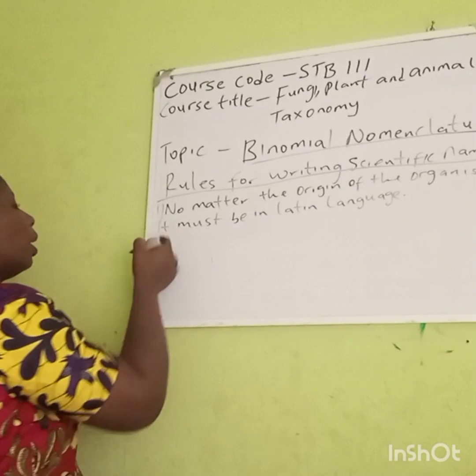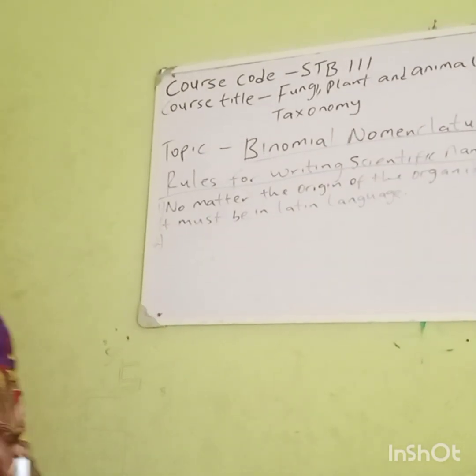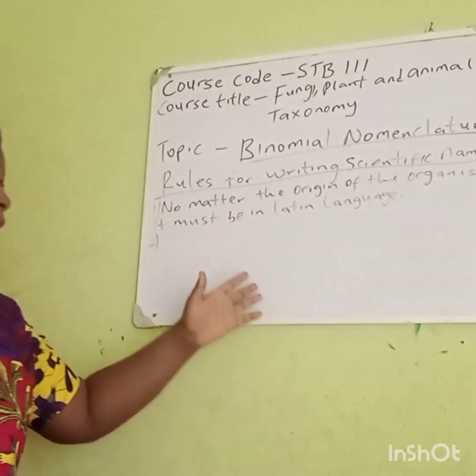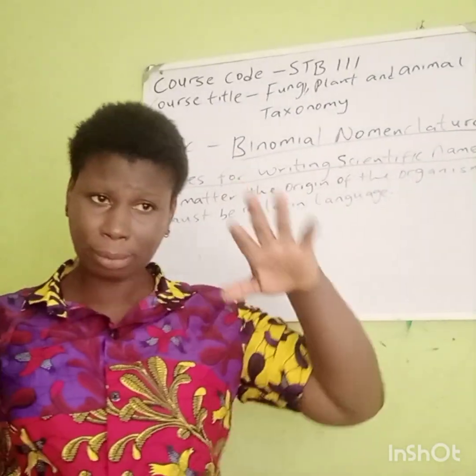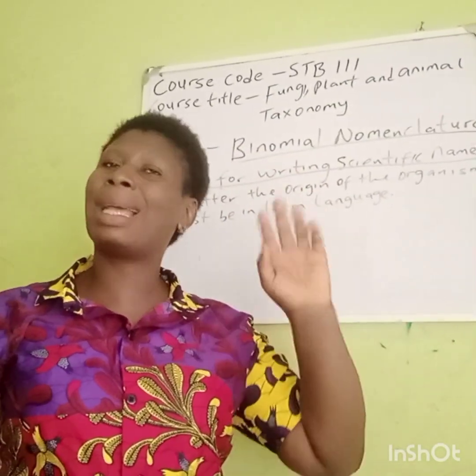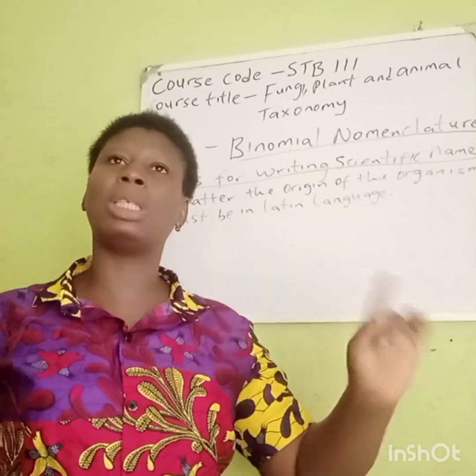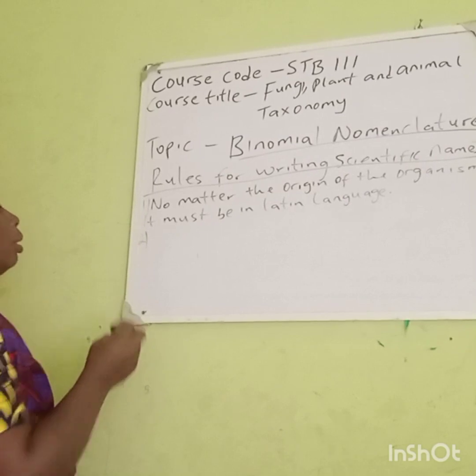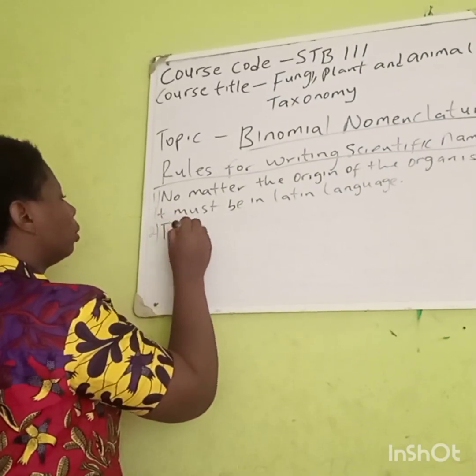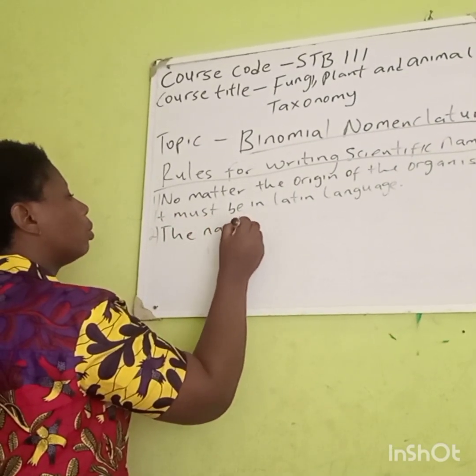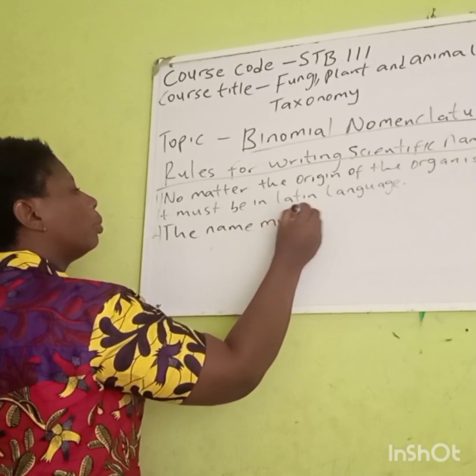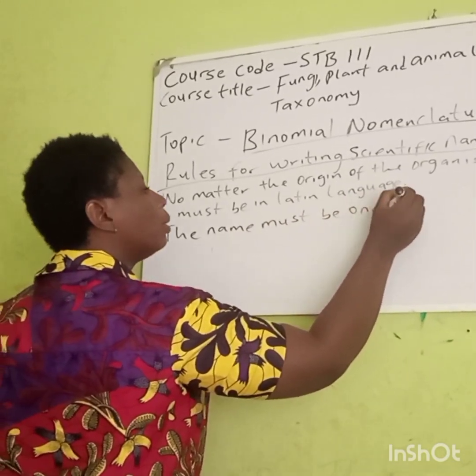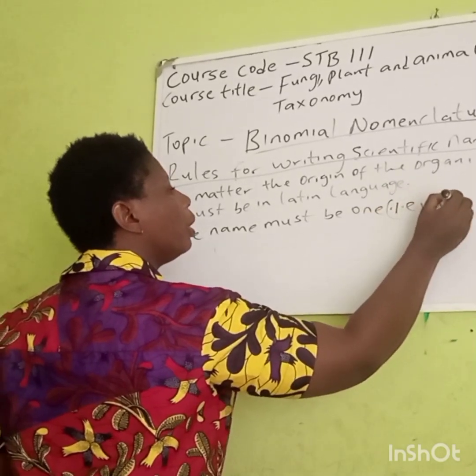The second one is what? It must be unique. That is, it must be one name. Like the example I've given, Carica papaya. That Carica papaya is unique. It's one name for pawpaw. So the name must be one, that is, unique.